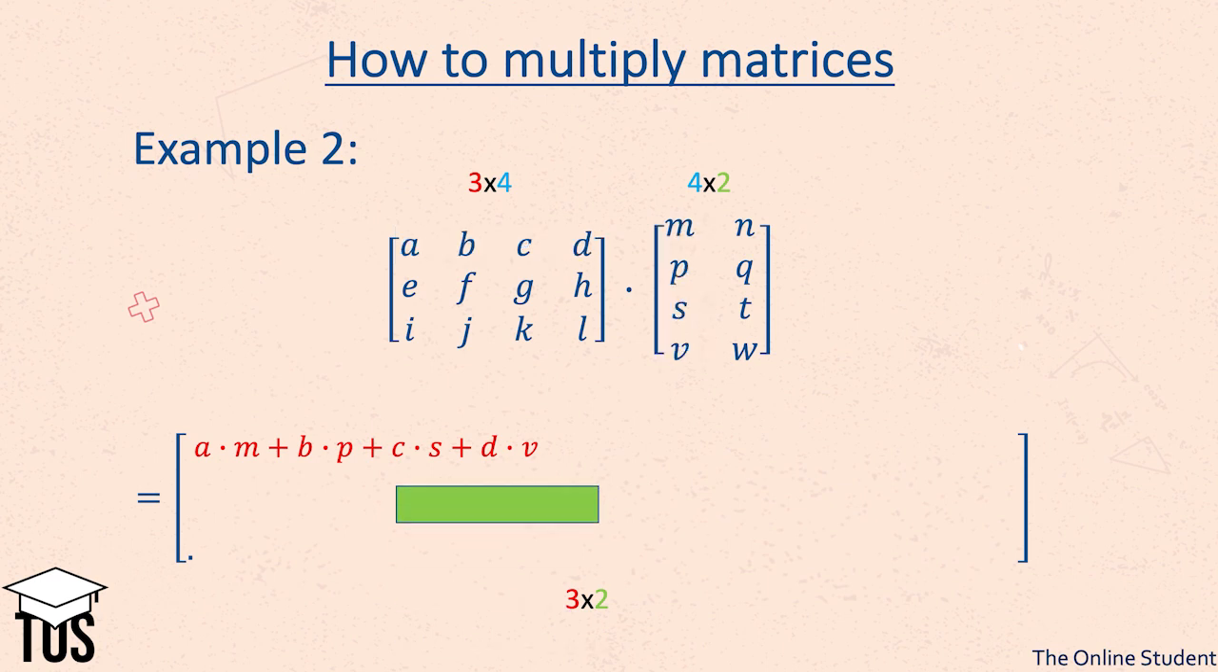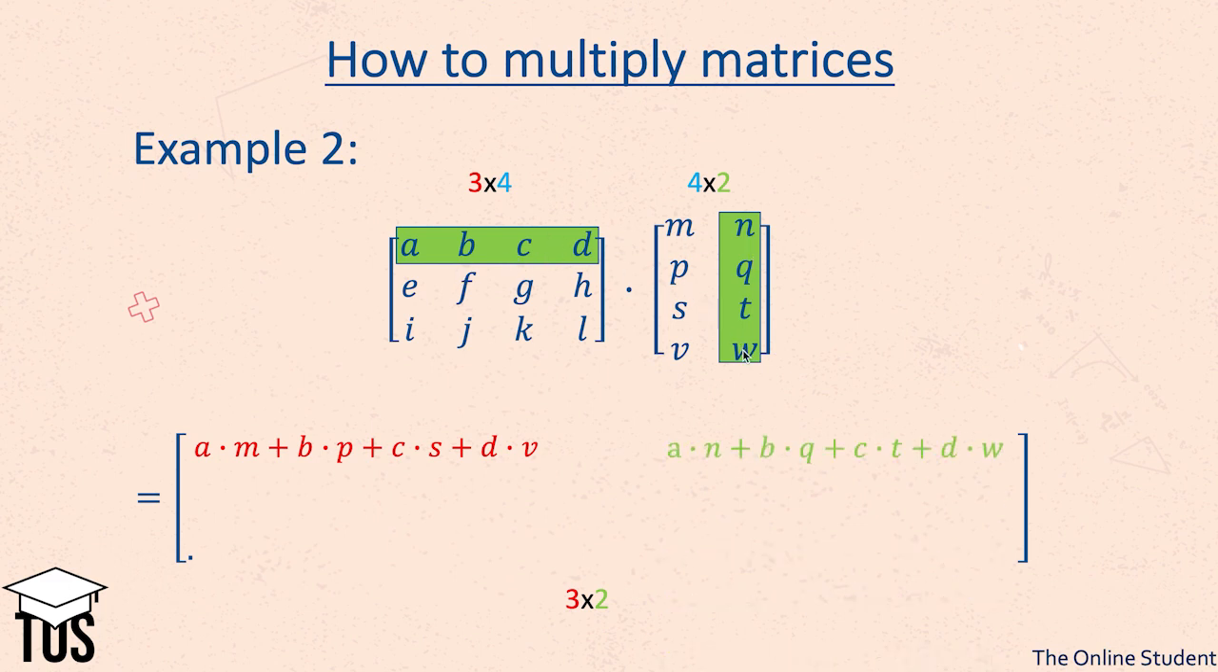We are going to take a look at the first row of the first matrix, but now we are going to take a look at the second column of the second matrix. We are going to do the exact same. So we multiply A by N plus B by Q plus C by T plus D by W. And we take the second element. The second element will be at the first row, but the second column of the resulting matrix. So in the right upper corner of the resulting matrix.